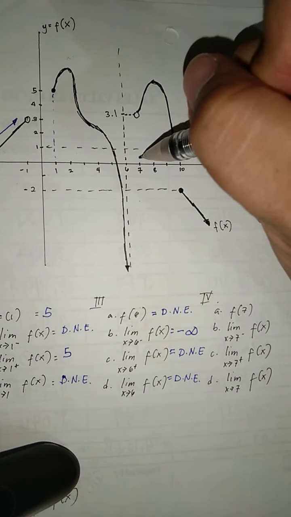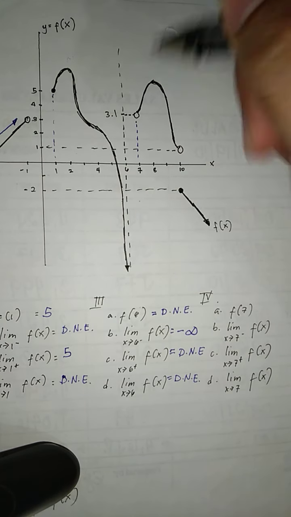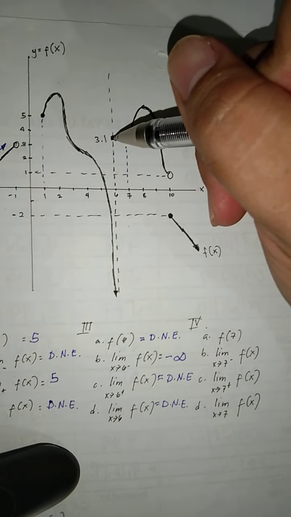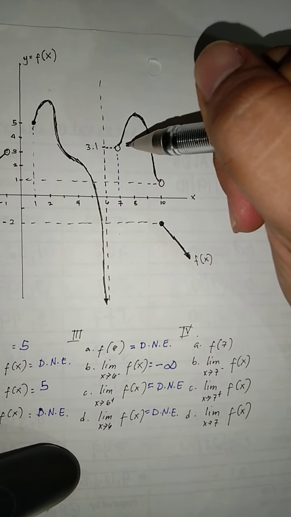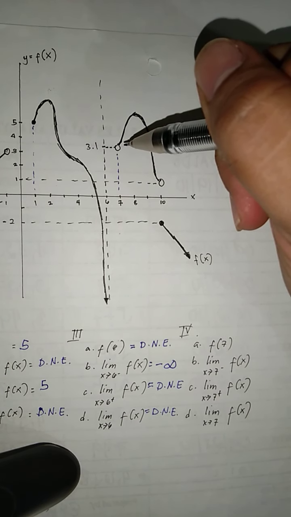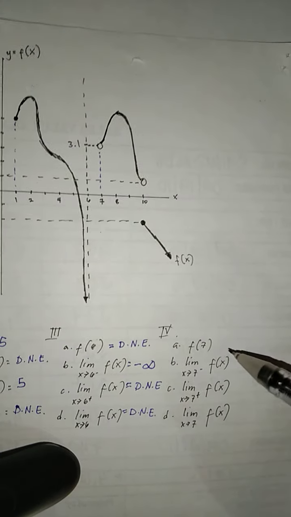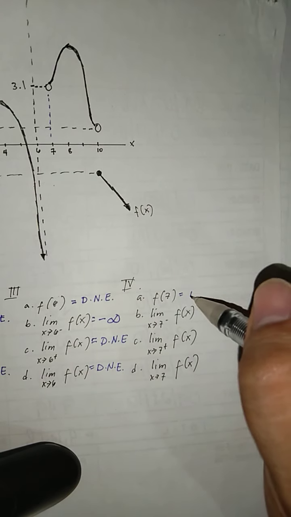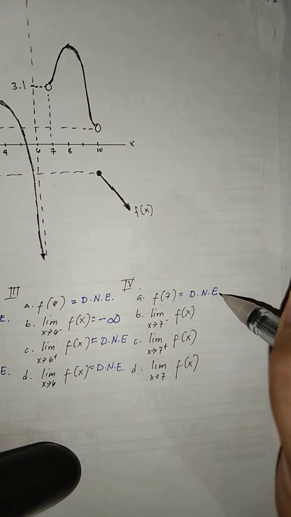So here, at the exact point, we have supposed to be 3.1, but it is represented by a hollow dot, so that means it is actually excluded from the graph. So therefore, f of 7 does not exist.